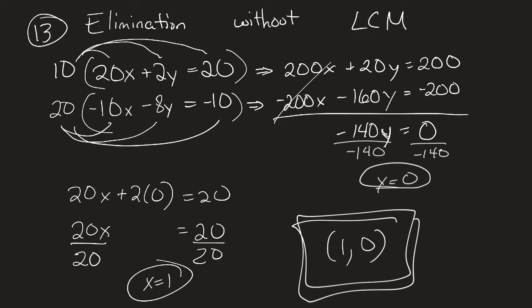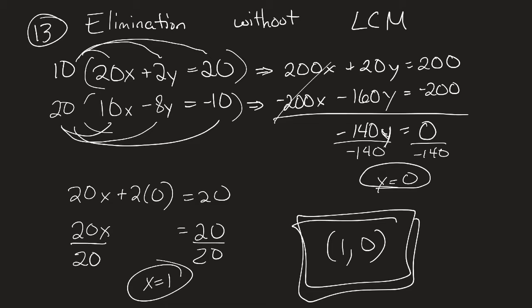So one thing I do want to point out is that we had a very convenient positive and negative. So what would happen if the negative went away and we had positive 10x here? So the negative went away and positive 10x was there.